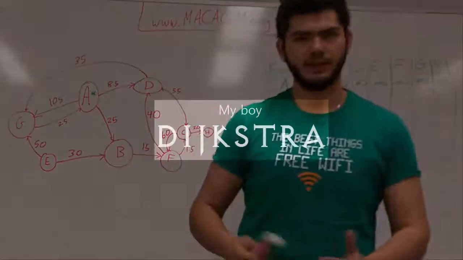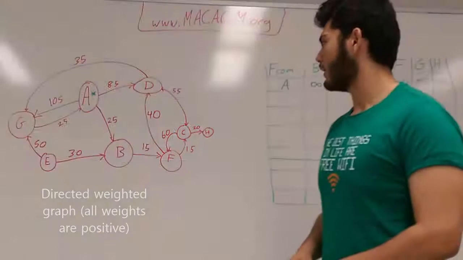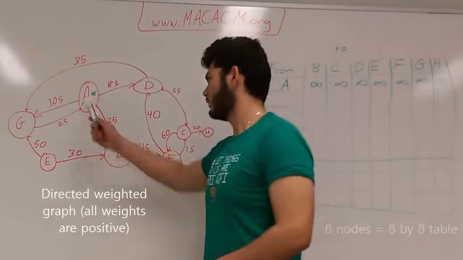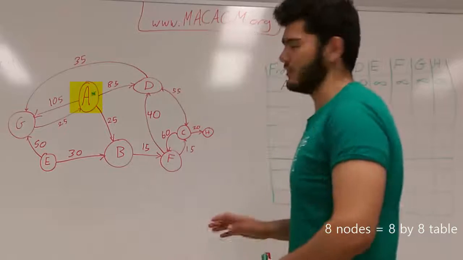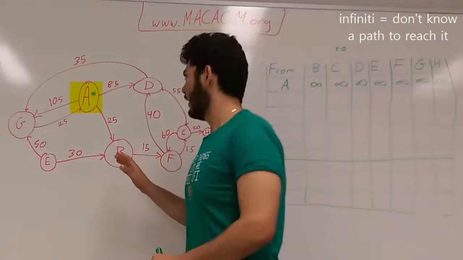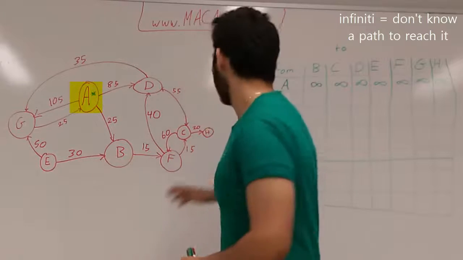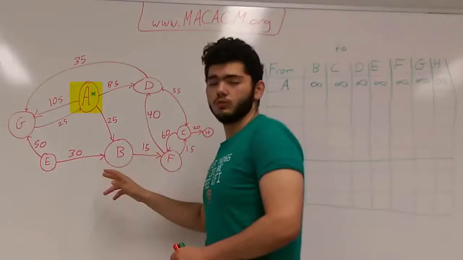Today we'll be applying Dijkstra's algorithm to a directed weighted graph. And let's start at A. If we start at A, we have everything set as infinity. We can't really reach any other node. Let's figure out, starting at A, where we can actually get to from A.